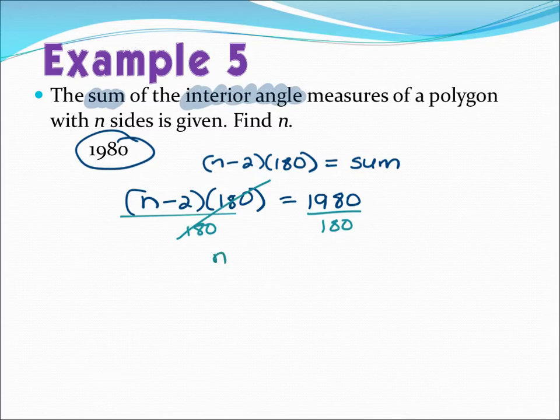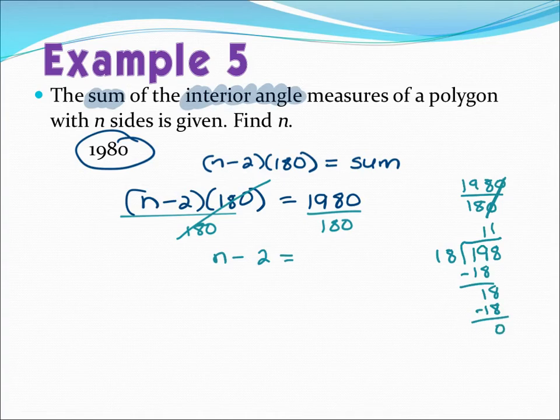So I can go from here, this would be n minus 2 equals, and then 1980 divided by 180. I can cancel through my zeros, and then I would do 198 divided by 18 once, and once again, and that's 11. And then how do I get the n by itself? You add 2. Good. Add the 2 to both sides. So these cancel, n equals 13. So that's one way to do it. Immediately divide by the 180 and then add the 2 to the other side.